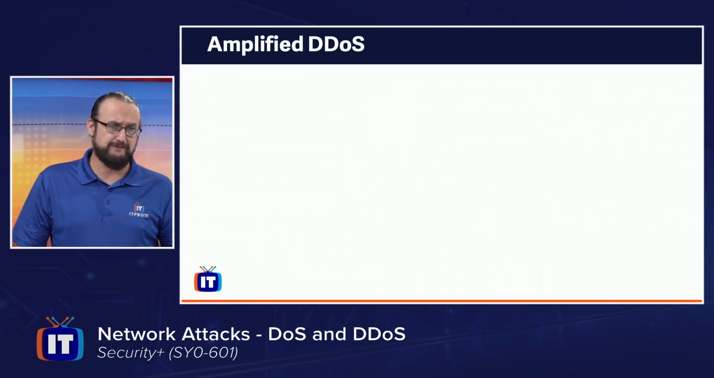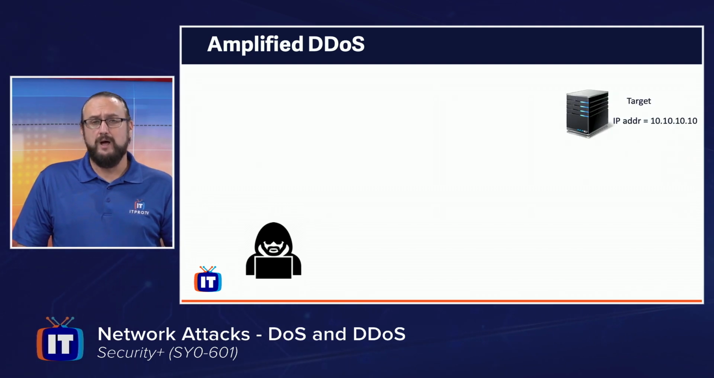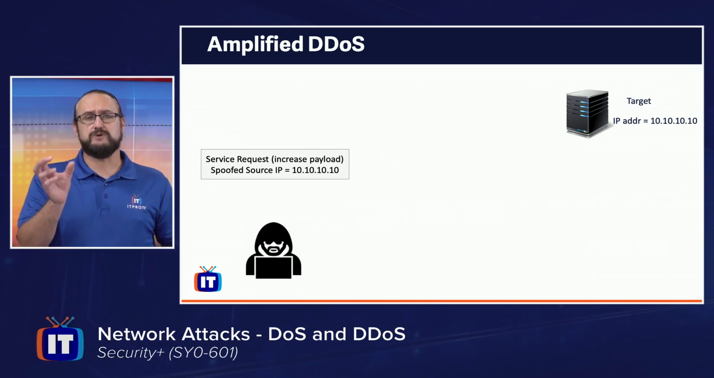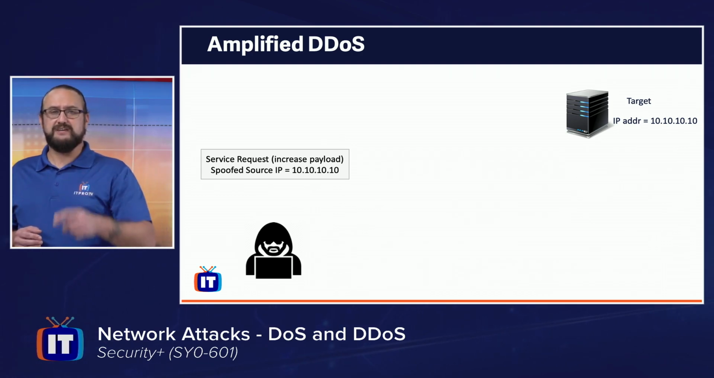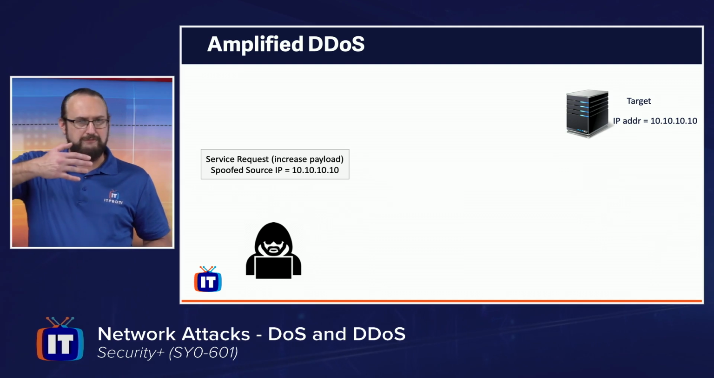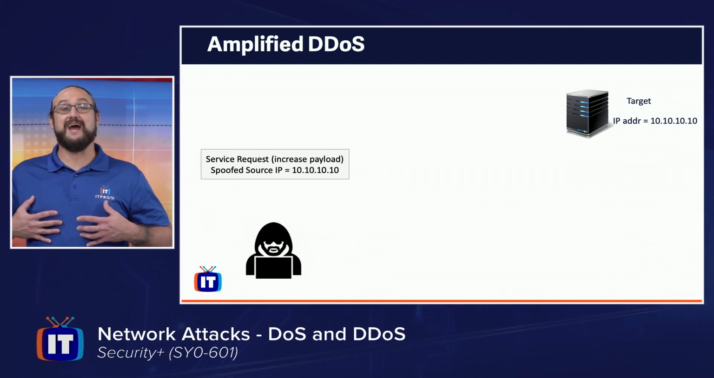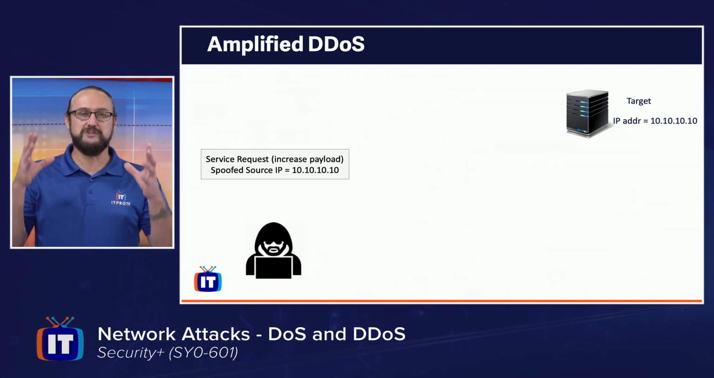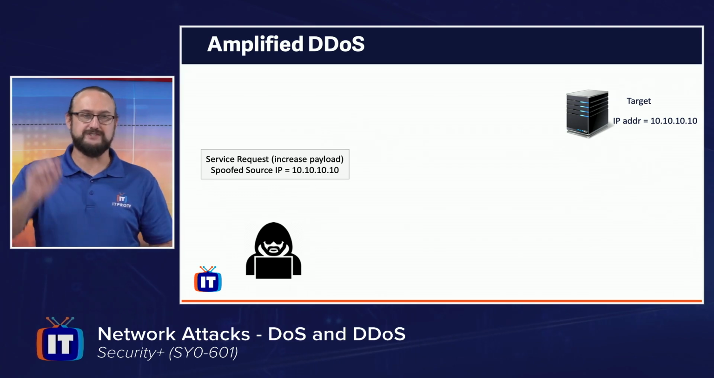Now, the next one is the amplified distributed denial of service attack. And this is one where it does the spoofing as well. But this time, when the service request is made, there's an increased request for the size of the payload, saying, "Hey, don't just give me a single small few kilobytes, few megabytes back. I want you to give me hundreds of megabytes back. I want you to increase the size of your reply," and the spoofed IP address is the target.